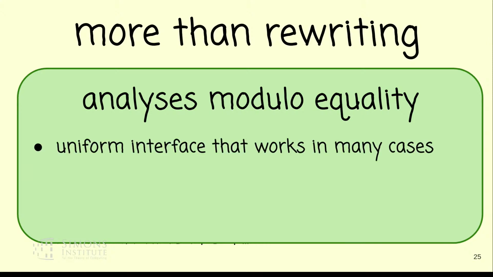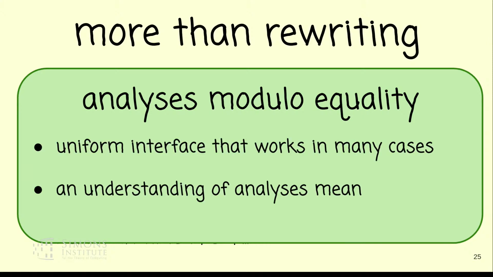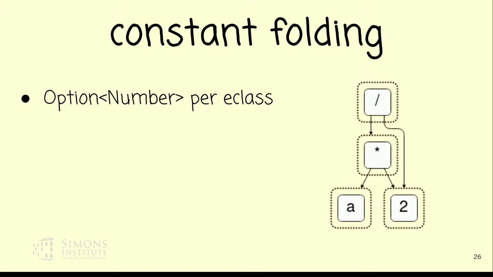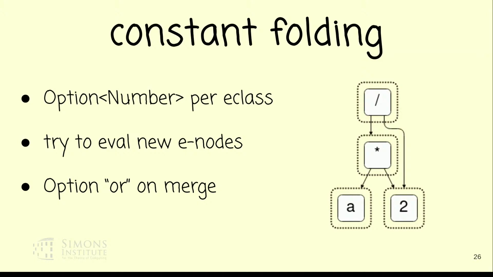I want to speed through this a little bit because I want to get to the Datalog portion. We came up with this framework called e-class analyses. Just a brief example of how that works. Say we wanted to do constant folding over the e-graph. The way that you might think of doing it is you attach an optional number to each e-class. And then as new e-nodes come in, you evaluate them. And when equivalences are made, you merge the two options, right?